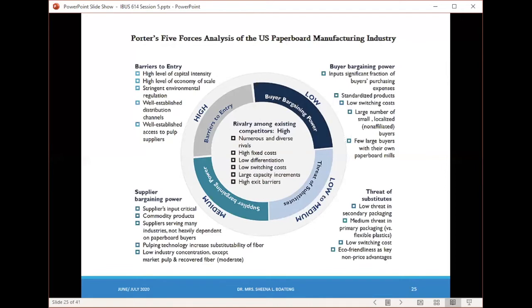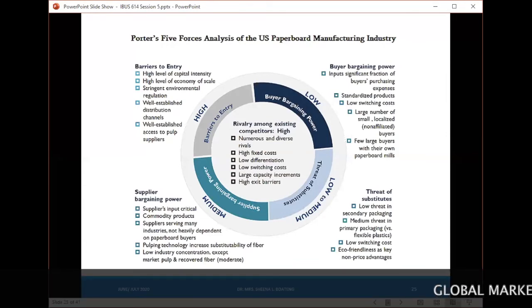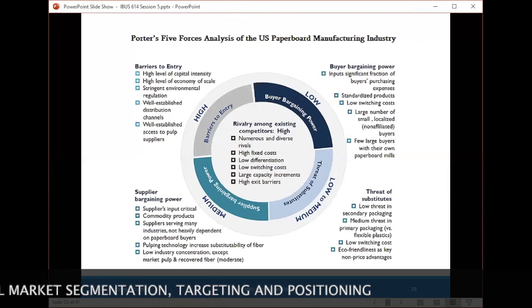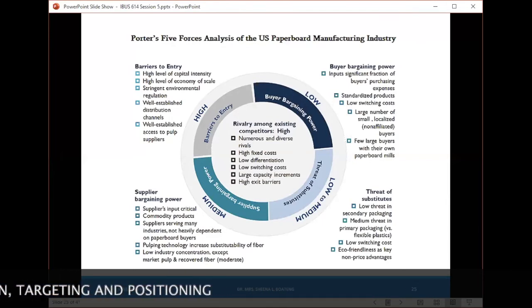So as a global marketer, you know from the onset going into such a market that you have a few hurdles to go over. And they're saying that barriers to entry are very high because, first of all, there's a high level of capital intensity. So as we will discuss very soon under company capabilities, looking at your capabilities as an organization, if you do not have the amount of capital that is required to break into this market, it is not worth trying because already you know that the barriers to entry are high.